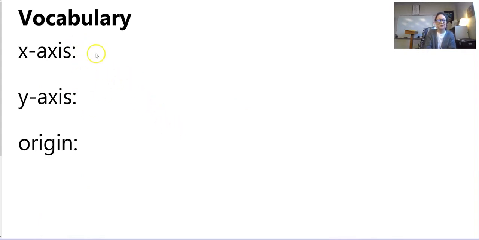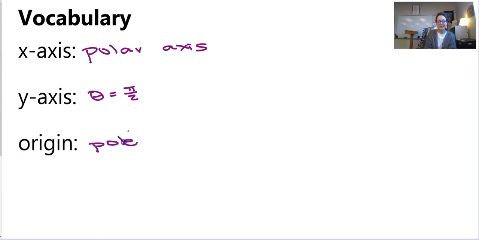Okay, so for the x-axis, which is what we'd call it in rectangular form, we call this the polar axis in polar form, okay? The y-axis, we actually put the equation on here, which is theta equals pi over 2, right? If I were to graph that, this would give me that vertical line, or the y-axis. So again, we just call this the line theta equals pi over 2. Instead of calling it the origin, we call the center there the pole. Okay, so just some vocab for you there.